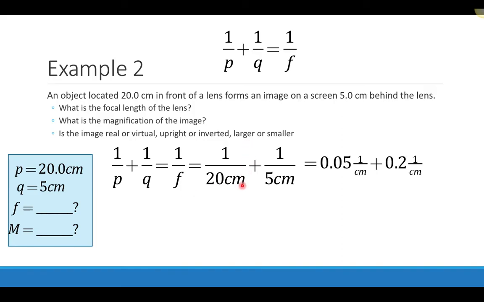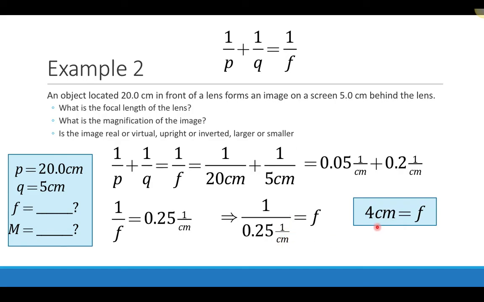I can put 1 over 20 in my calculator and I get 0.05, and I can put 1 over 5 in my calculator and I get 0.2. I can add those two quantities together and I get 0.25. That does not tell me the focal length, that tells me 1 over the focal length. So 1 over my focal length is 0.25. I have to cross multiply to figure out the focal length. So my focal length is 1 divided by 0.25, and 1 over 0.25 is 4, so my focal length for this particular lens must be 4 centimeters.